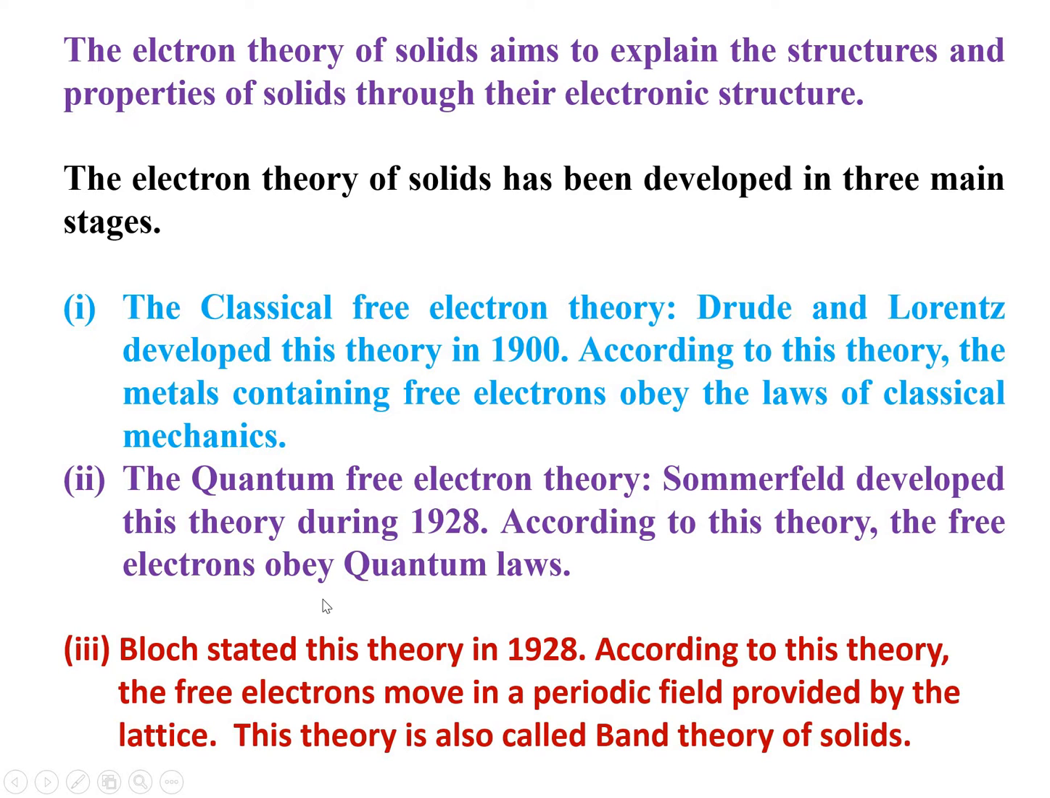The electron theory of solids aims to explain the structures and properties of solids through their electronic structure. There are three important theories which have been developed to explain the structure of the solids. One is the classical free electron theory. It was developed by the scientists Drude and Lorentz in 1900. According to this theory, the metals containing free electrons obey the laws of classical statistical mechanics.